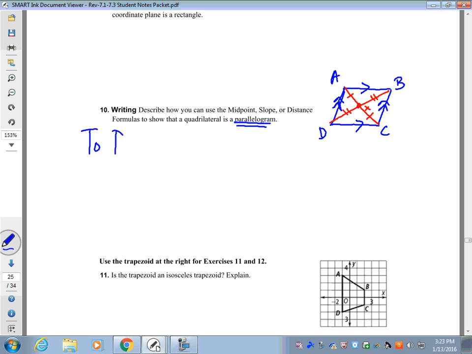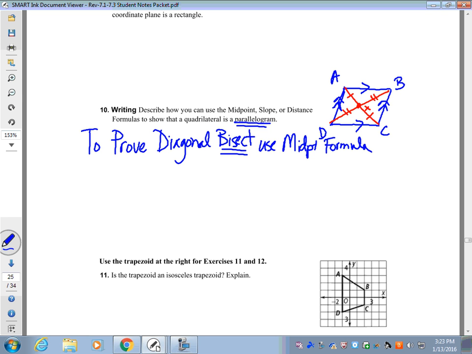Write this down. To prove diagonals bisect, the key word is bisect. Whenever I want to prove bisect, you're going to use the midpoint formula. You're going to need to know when to do it, so I'm going to ask you to memorize these three facts. Every time you see the word bisect, that means you're going to have to use the midpoint formula.